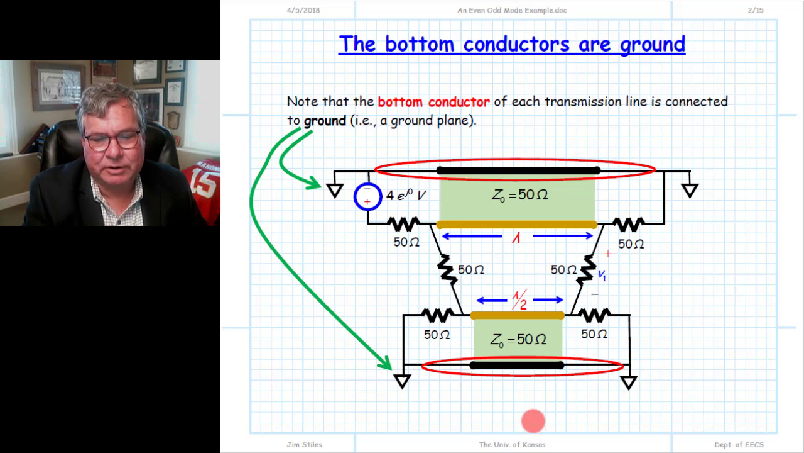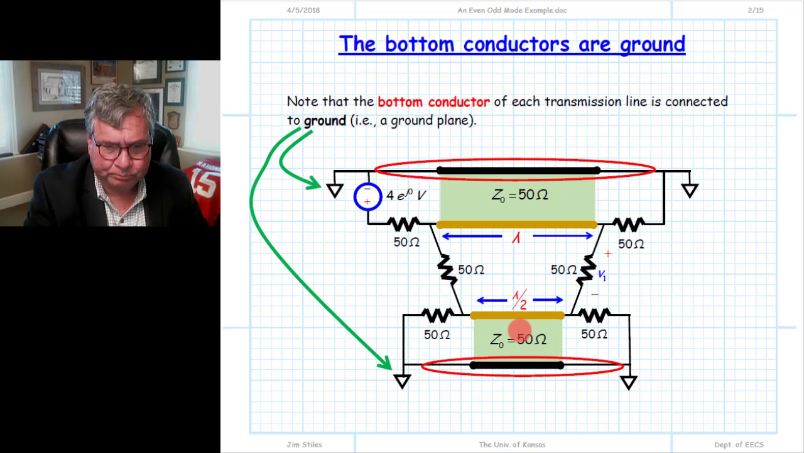If this were a microstrip transmission line, this would be the top side etched in gold, and then this would be the ground plane on the other side of the circuit substrate, which the circuit substrate helps determine the characteristic impedance of that transmission line.